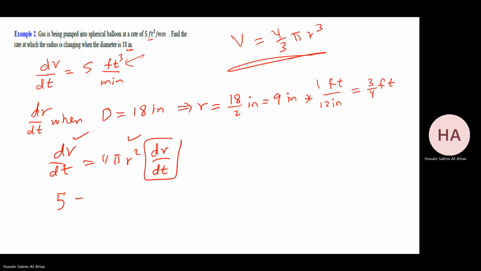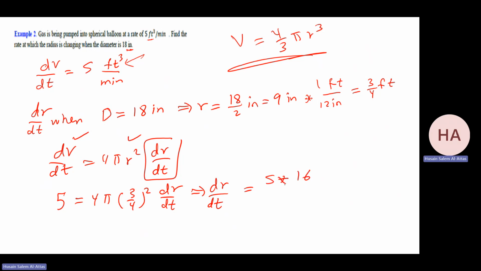So 5 equals 4 pi times 3 over 4 squared dr by dt. That implies dr by dt equals 5 times 16 over 4 pi times 9. This is 4, this is gone. So you have 20 over 9 pi. And the unit is feet per minute. This is dr by dt.